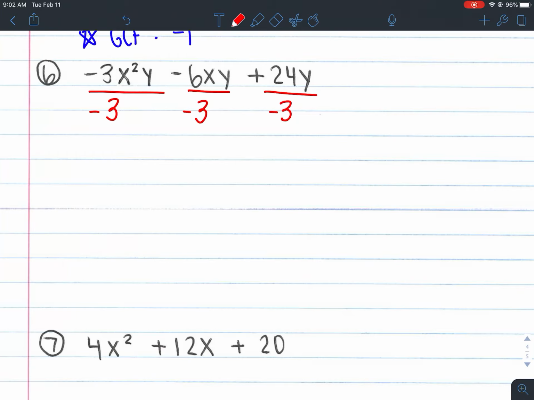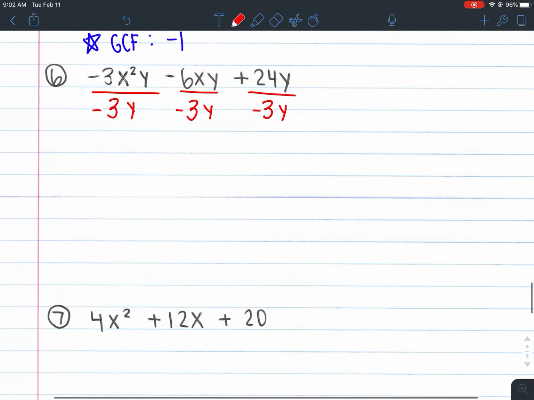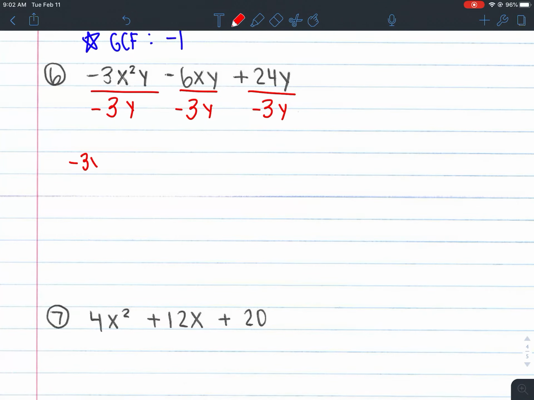The next thing I want to look at is, can I take out any x's? No, because this last term doesn't have any x's. Can I take out y? I can. All of the terms have y, so I can take out a y as well. So we're going to take out negative 3y.